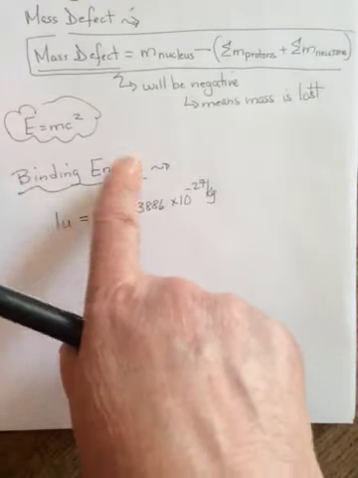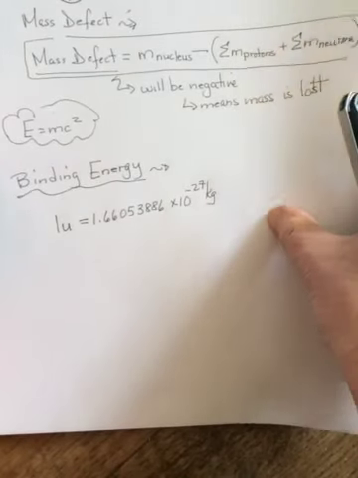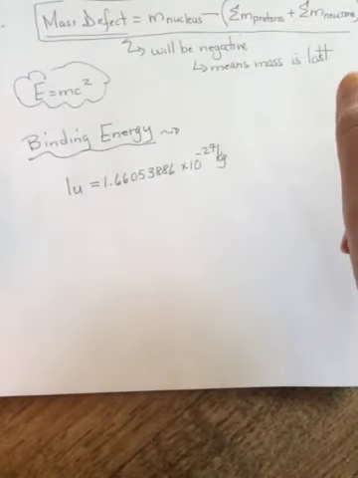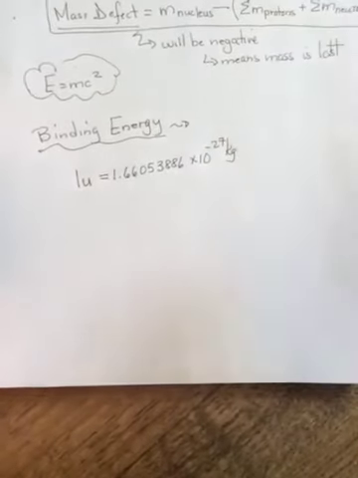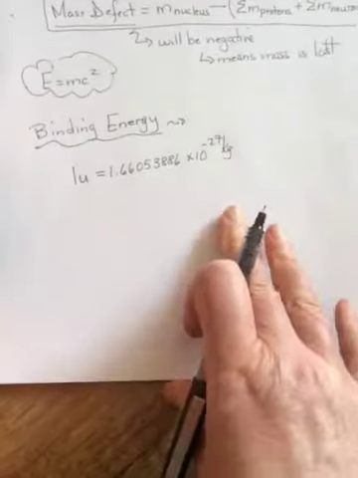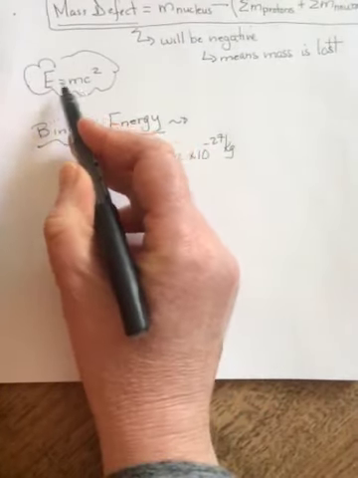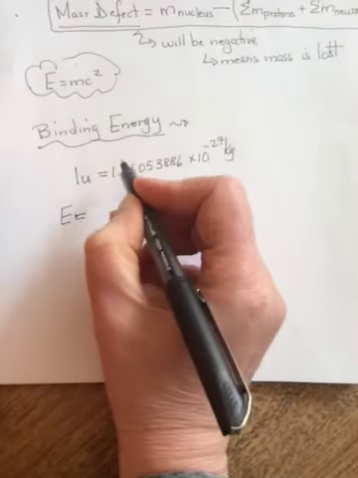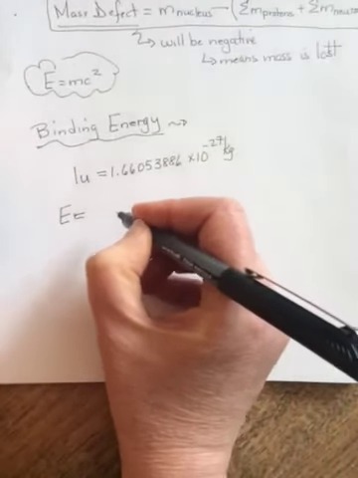But just like kilograms, joules is going to be a huge, huge unit. Remember when we were doing photoelectric effect, instead of joules, we used electron volts. So if we want to switch from kilograms to joules, we would use E equals mc squared. But what if we want to go from binding energy, from atomic mass units to electron volts?